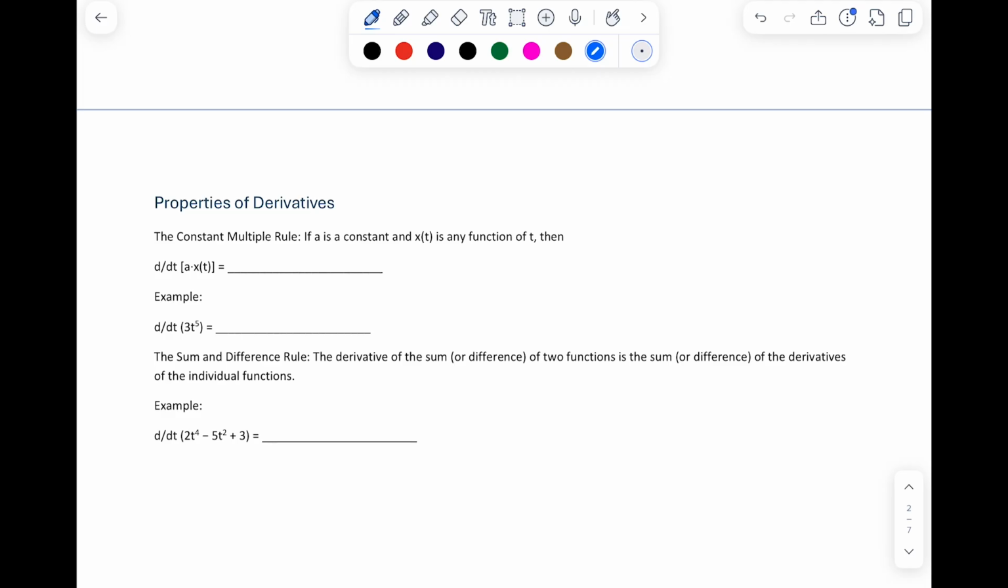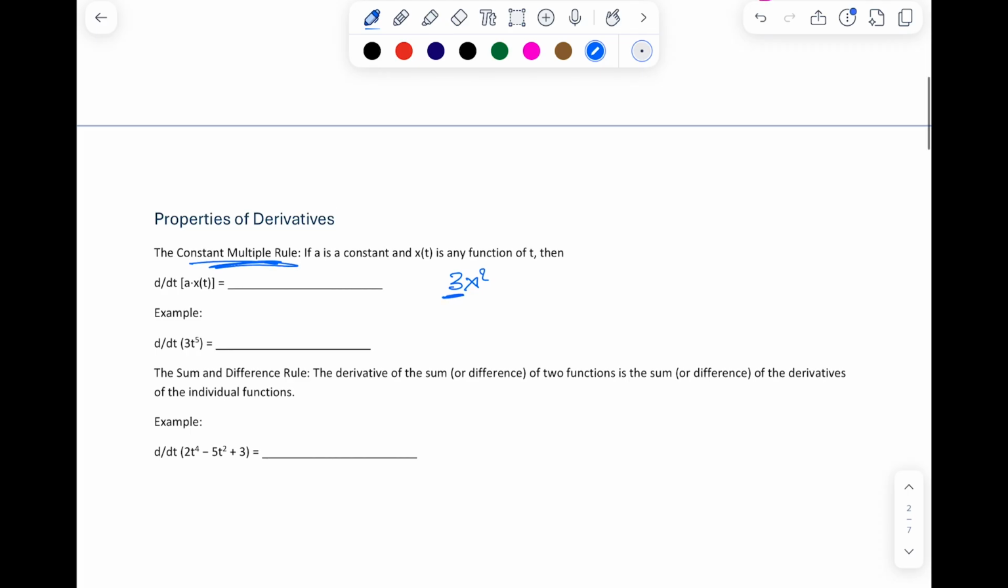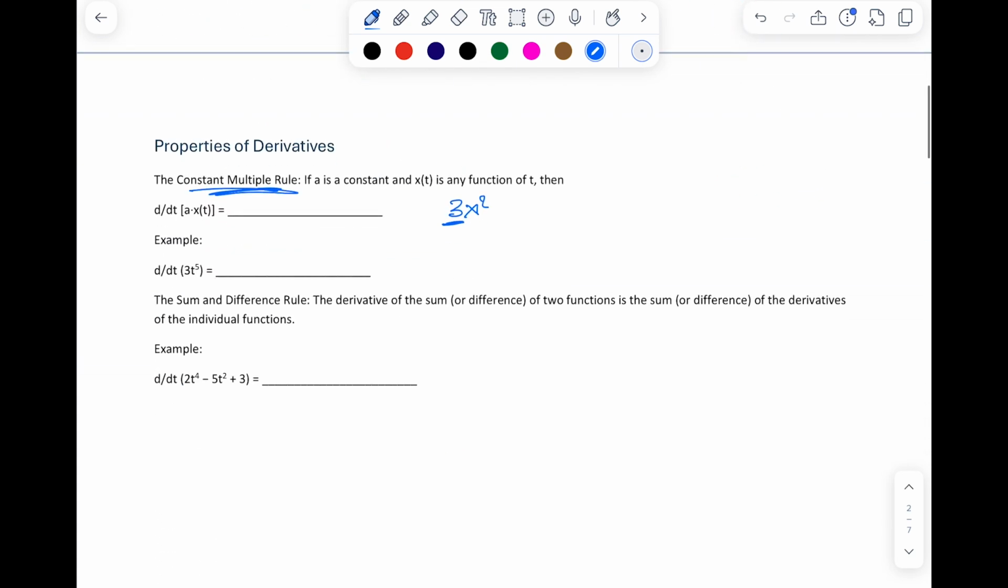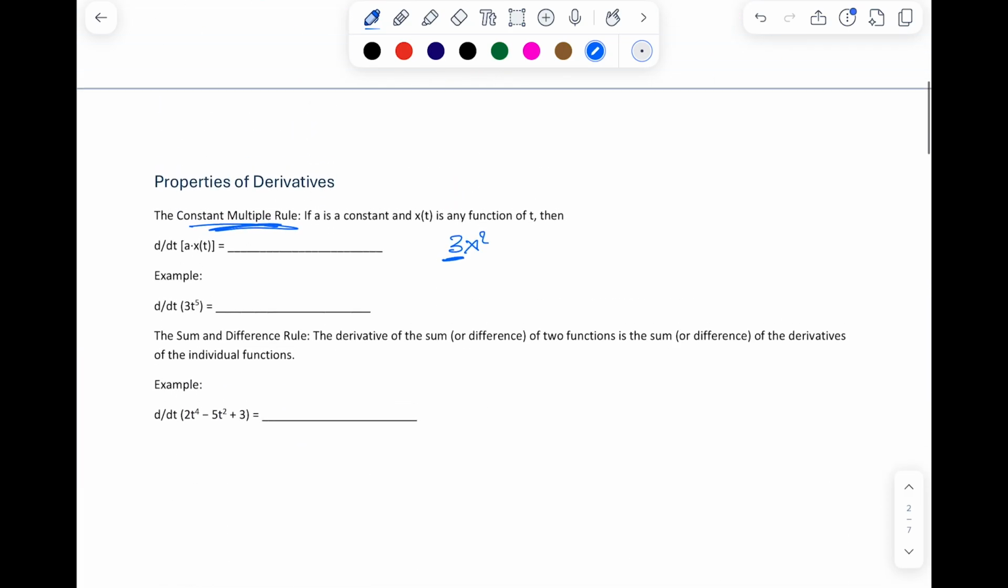Before we dive too deep into the examples, we want to talk about two other properties. First is the constant multiple rule. If I've got 3x squared and I want to find the derivative, the 3 just becomes a constant. Remember, it's n times t to the power n minus 1. So I would take the 2, times 3, times x to the first, because this would be n minus 1. 2 minus 1 is 1, so that'll be 6x.